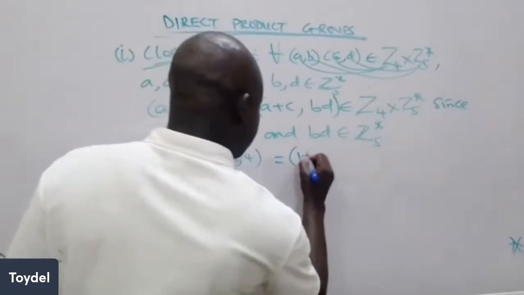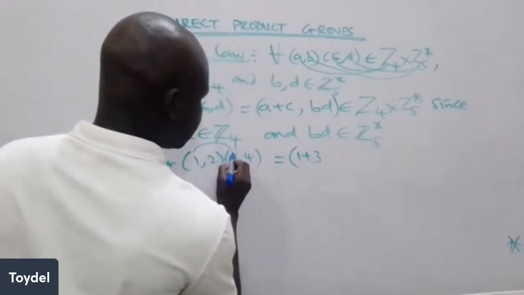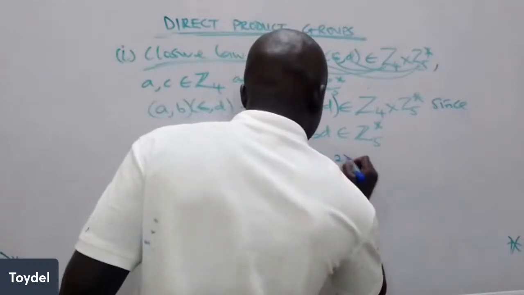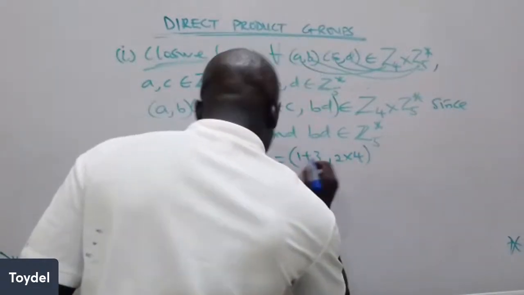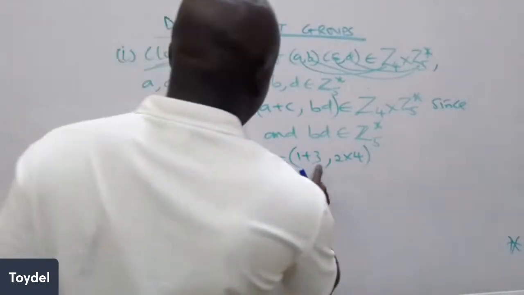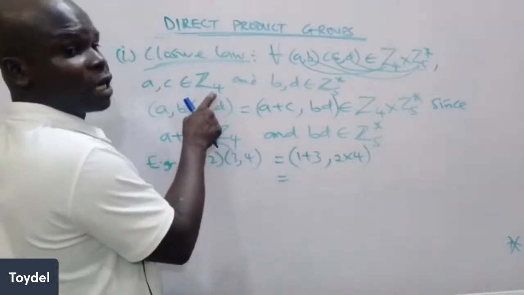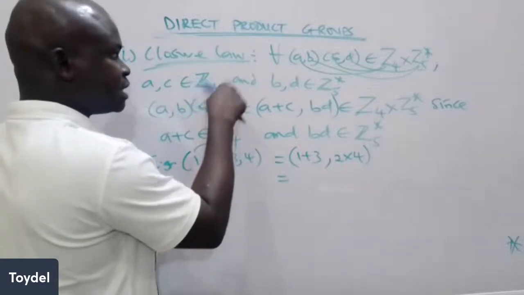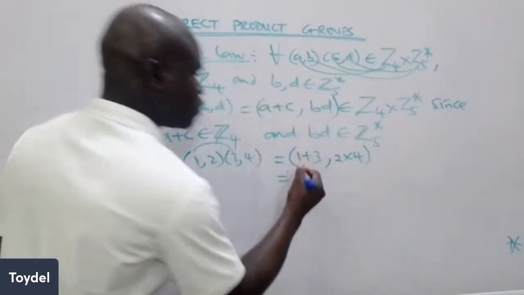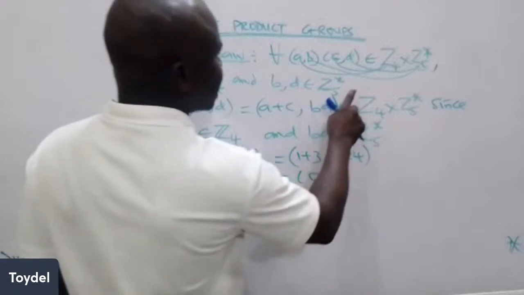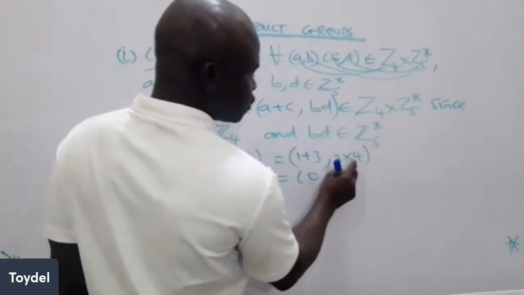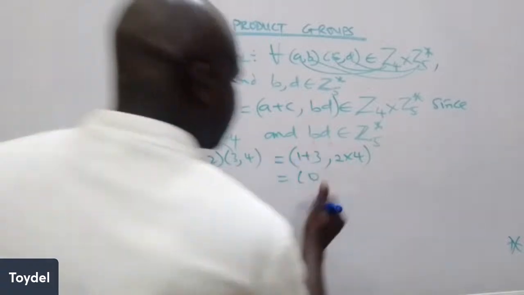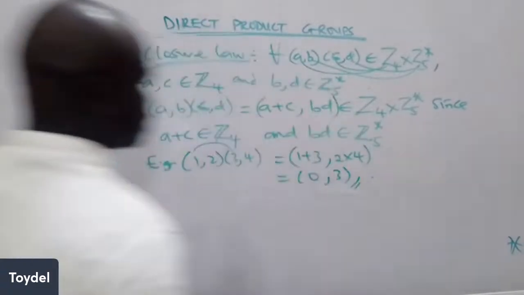This will be 1 plus 3, because the first one is for Z4, and 2 times 4. At the end of the day, 1 plus 3 is 4. Because we are in Z4, 4 will be equal to 0. That is modulo 4: anything that is 4, or a multiple of 4, will be 0. So this gives us 0. Then the second one is Z5. 2 times 4 is 8, and 8 modulo 5 is 3. And that's what we are going to get.